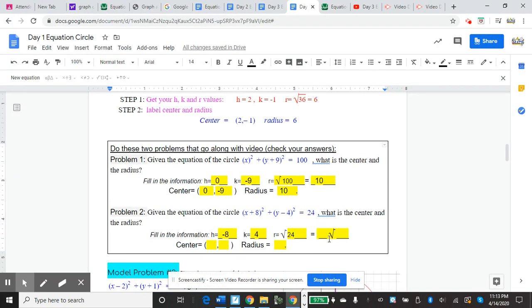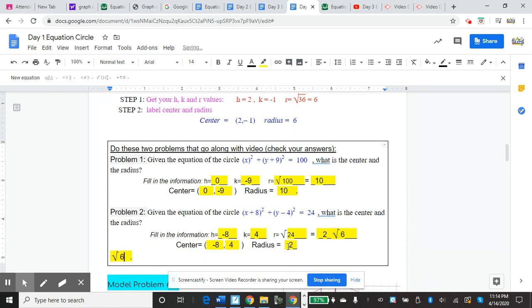So let's go back. The radius here is going to be a 2, and under the radical, we're going to keep that 6. The center is then -8 and +4. Again, you can just type right into this. I'm going to just copy and paste since it's hard to write that radical sign.